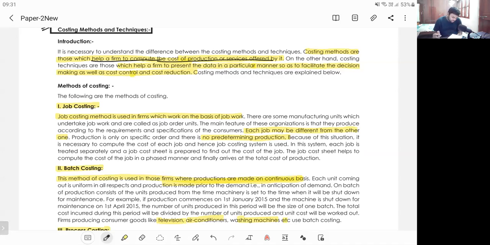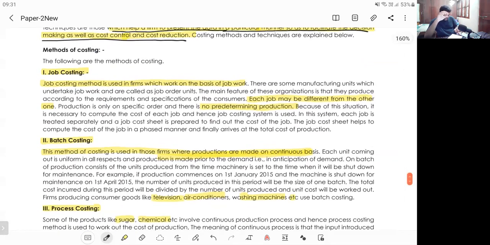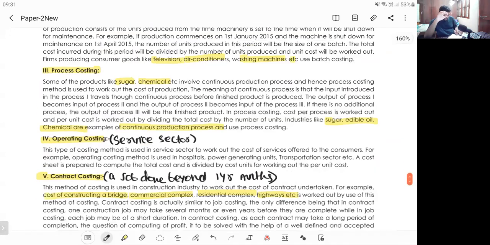Now, what do you mean by cost methods? Cost methods are those which help the firm to compute the cost of production or services offered by it. On the other hand, costing techniques are those which help the firm present the data in a particular manner so as to facilitate decision making for cost control and cost reduction. So cost methods help you to compute the cost. Cost techniques help you to do cost control and cost reduction. There are a total of 5 methods of costing.